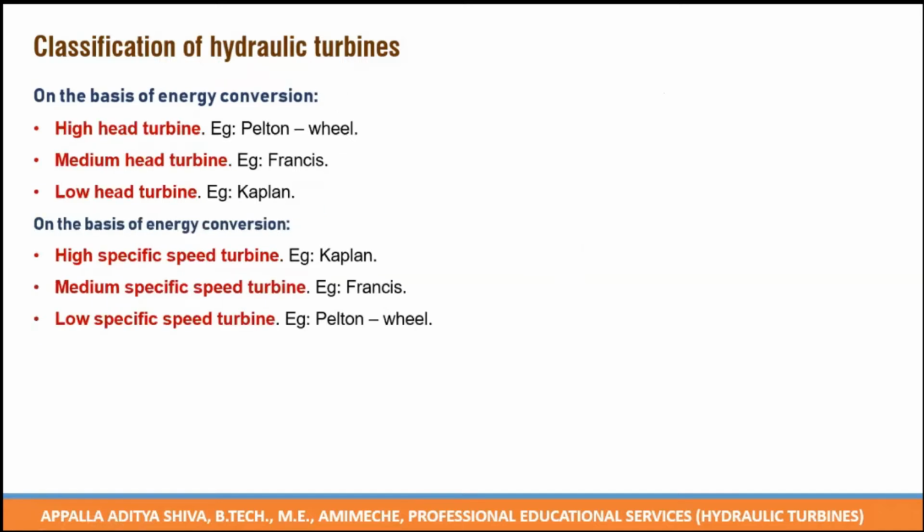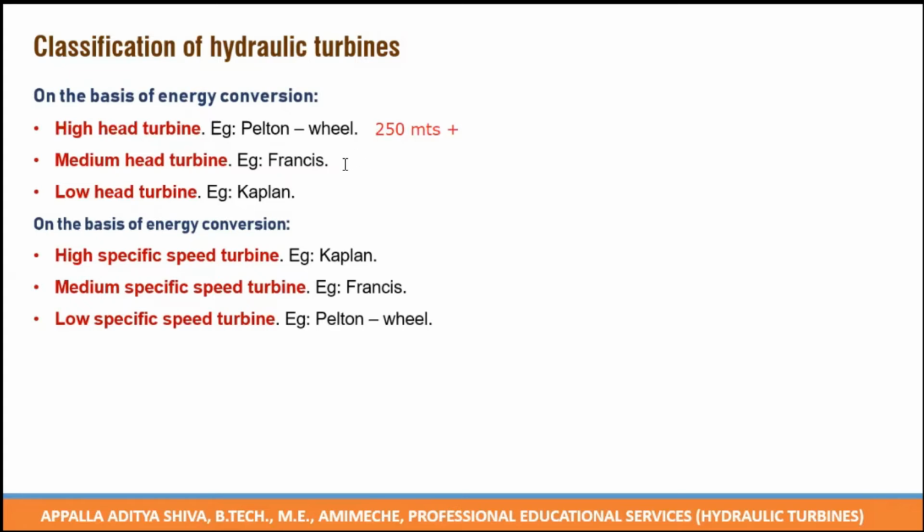The third type is on the basis of energy conversion, that is how much head is available for the turbine. Now, high head turbines are those wherein the available head is roughly between 250 meters and more. If the available head is more than 250 meters, then we have a high head turbine. Pelton wheel is a high head turbine.